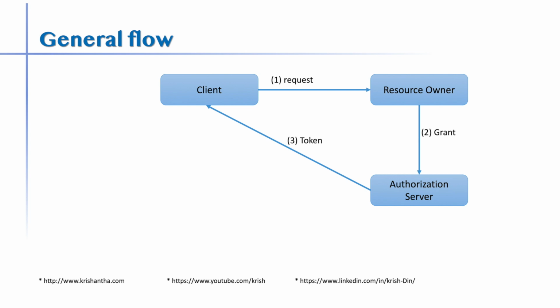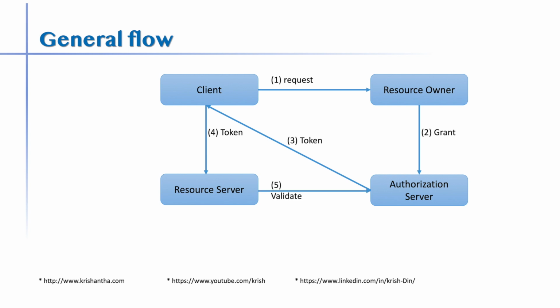So now what krishantha.com can do is pass this token to the resource server: hey, I got a token, he's trying to access you. The resource server is going to validate this token with the authorization server, asking whether this is a valid token, whether it is expired or not, and so on. Then when the authorization server says this is a valid token, the resource server releases the resources.